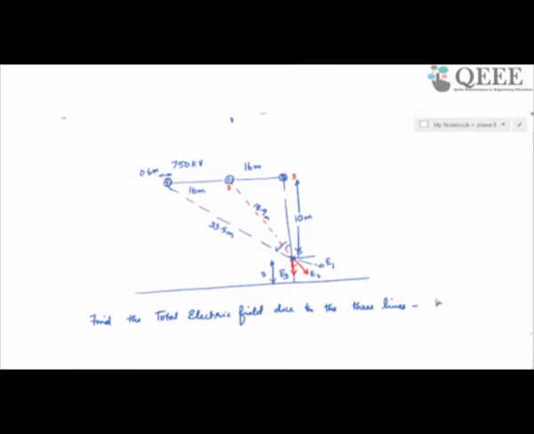How am I going to find the total electric field? If this is the horizontal, E3 is in this direction, E2 is in some other direction like this, E1 is in this direction. Let's say this is making an angle theta 1 and E2 is making an angle theta 2. I have enough information to find theta 1 and theta 2 from this triangular geometry. So I am going to calculate what E1, E2 and E3 are.